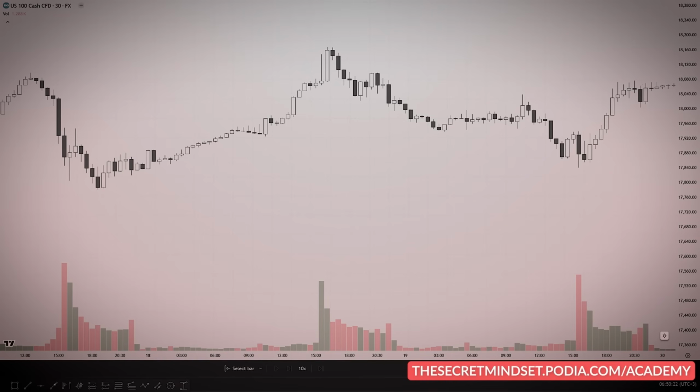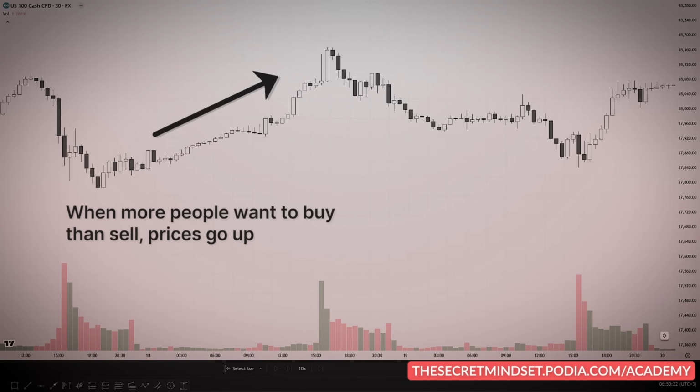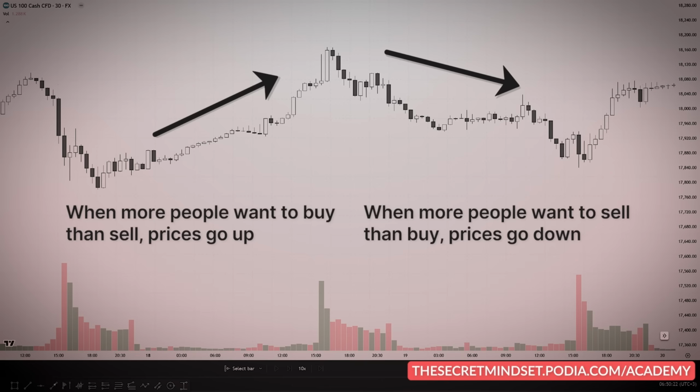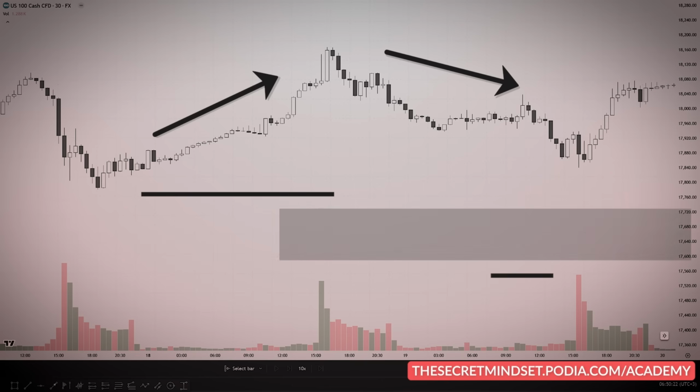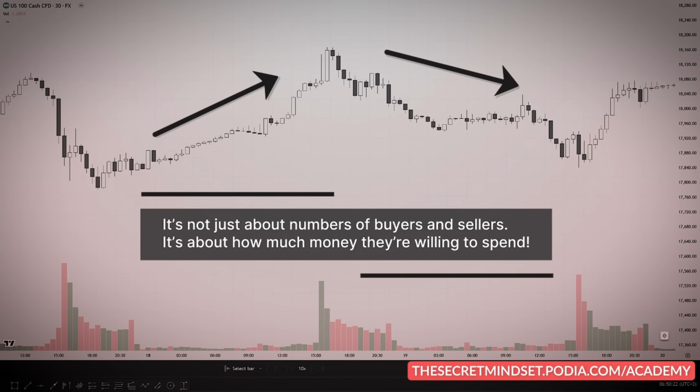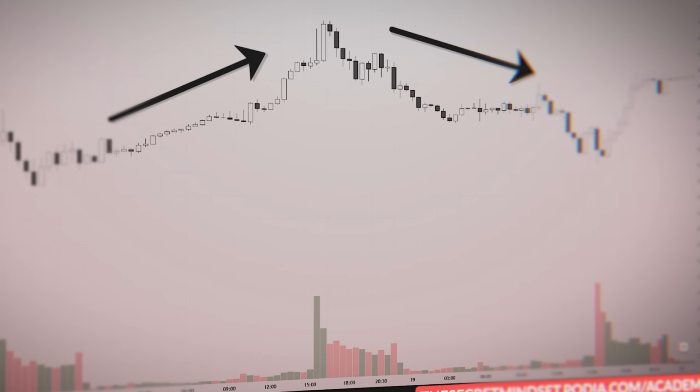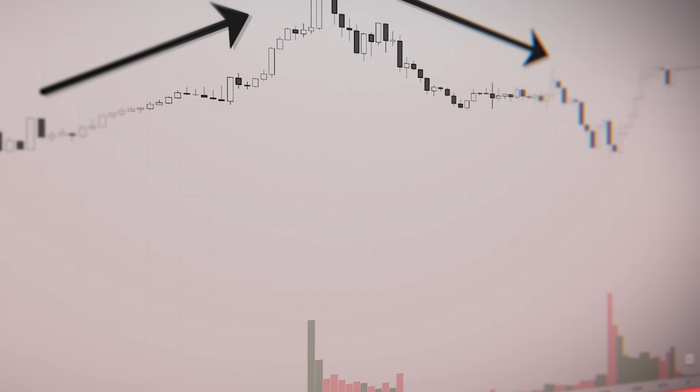It's pretty simple. When more people want to buy than sell, prices go up. When more want to sell than buy, prices go down. But it's not just about numbers of buyers and sellers. It's about how much money they're willing to spend. It's about the intensity of their actions. One big buyer can have more impact than many small sellers.